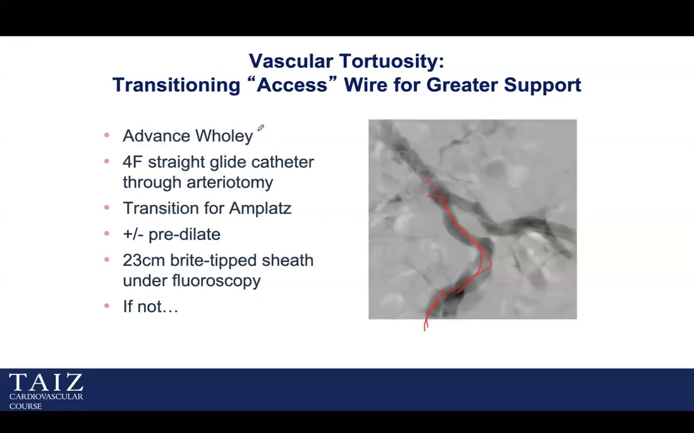at least 25, 35, so that the tip of the sheath is here, so that when you advance balloons and wires and stents through the sheath, you don't have to hit these tortuosities throughout the way. It's almost like bypassing the tortuosity.